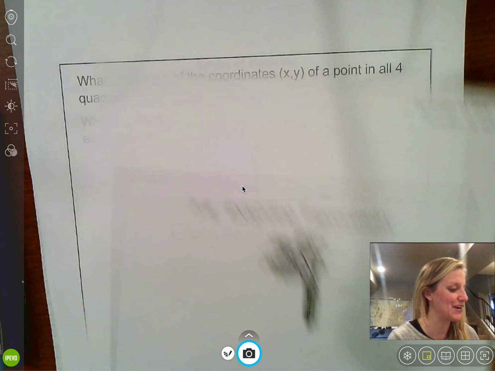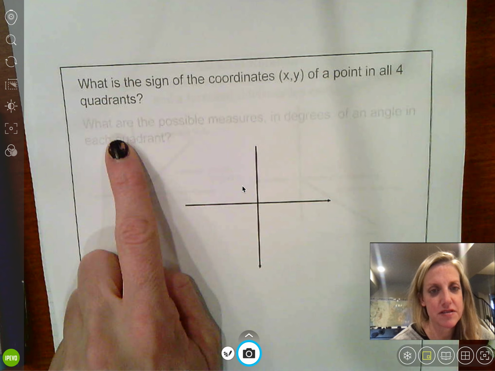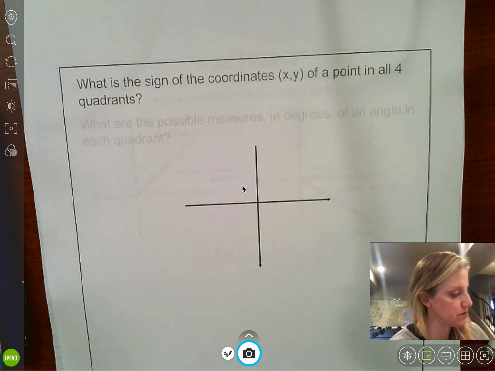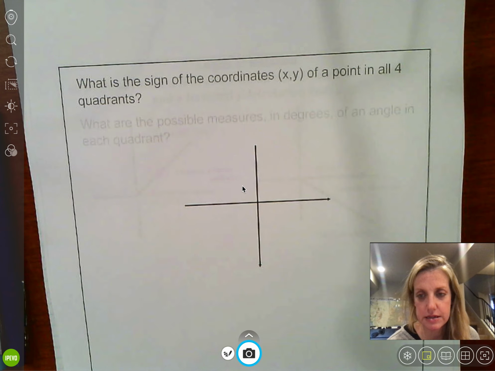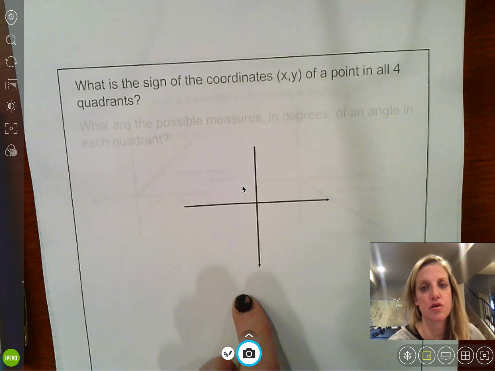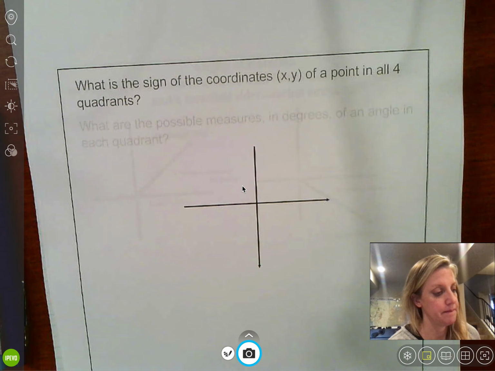So here we go. A little review, and I can see some of this didn't print out very well. I'll make sure you understand what it's saying. It is asking, what is the sign of the coordinates of some point? So x comma y, any point, wherever it is on this coordinate graph, what would the signs of x and y be depending on what quadrant it is?